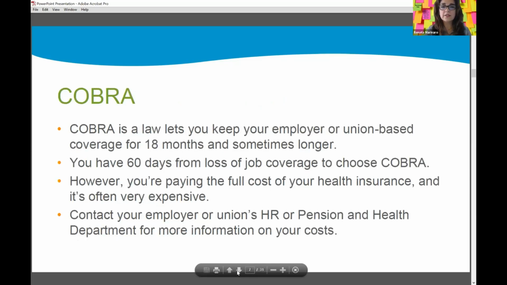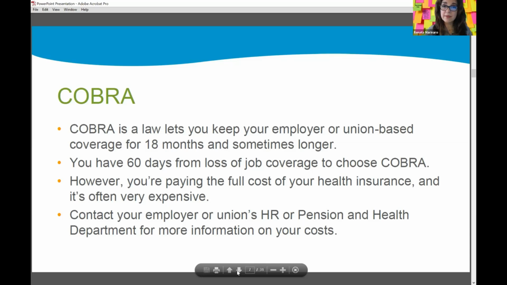COBRA is a law that lets you keep your coverage through your job or your union for 18 months and sometimes longer. You have 60 days from the date that you lost your coverage through your job to choose COBRA. You have 45 days after you choose COBRA to pay for COBRA. The deal with COBRA that makes it nice is you're keeping the insurance that you have, and if you like your insurance, that's a great thing.